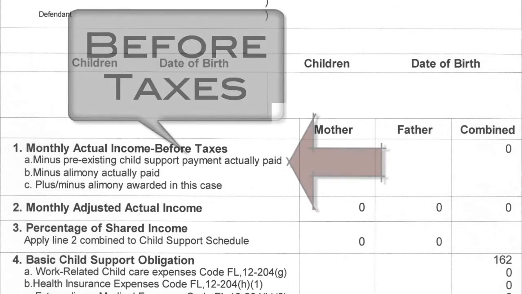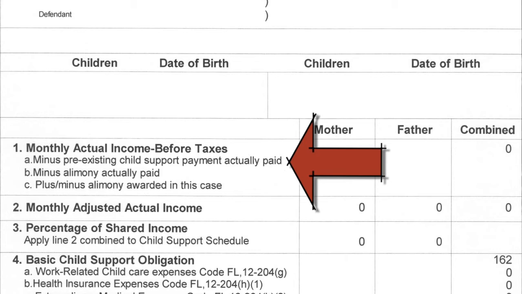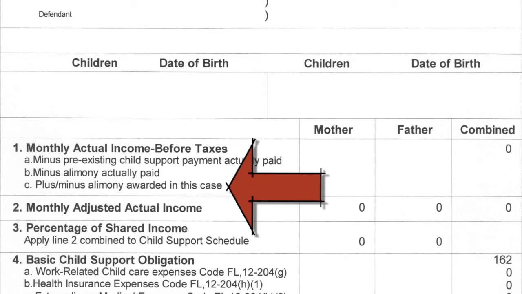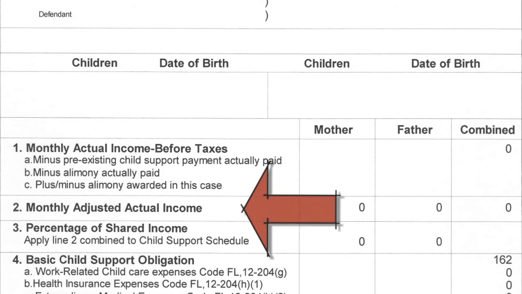We take away any pre-existing child support payment that mom or dad pays for other children, not for these kids, but for other children that they have a court obligation to pay for. We take away alimony that they actually pay in another case that they're court ordered to pay. And then we adjust for alimony between these individual parents, between mom and dad. Based on those numbers, we come up with a monthly adjusted actual income.